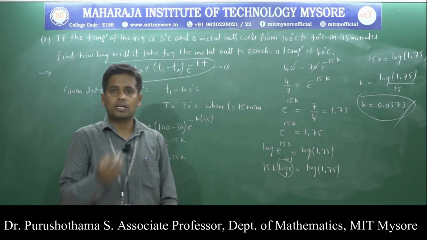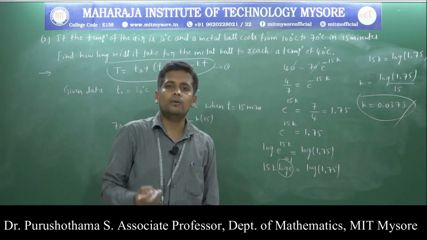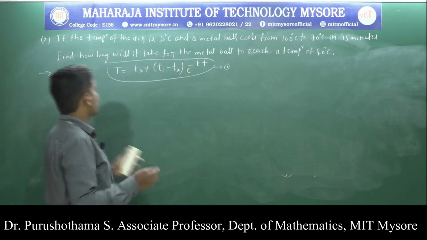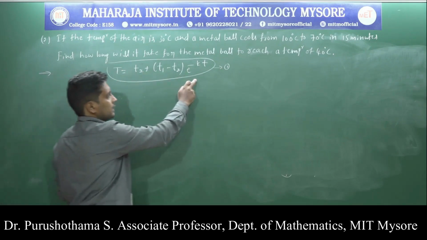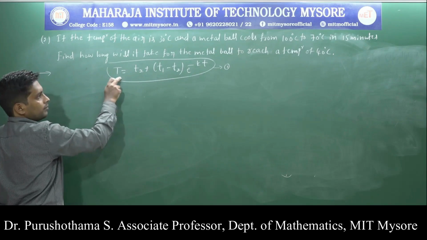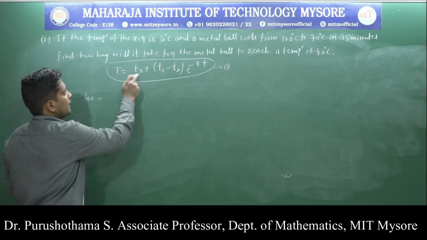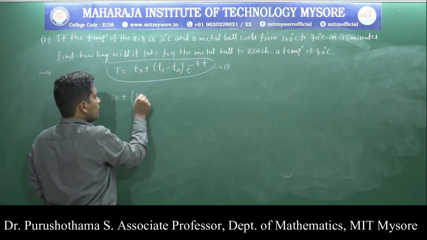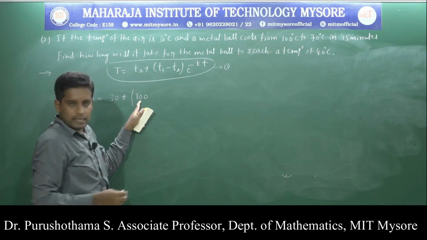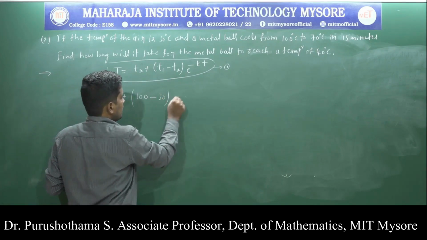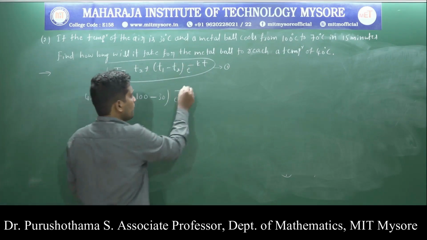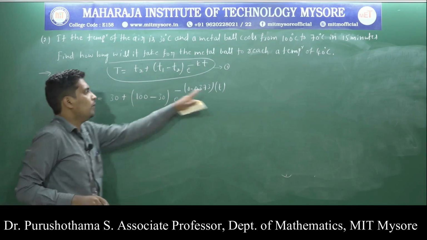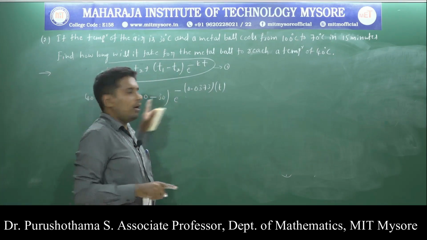This is the proportionality constant value. Now, using the given data and the proportionality constant k value, find out the time t when the metal ball reaches a temperature of 40 degrees Celsius. Again using the temperature function formula, capital T, which means 40 degrees Celsius, is equal to T2, the air temperature 30, plus T1, the initial temperature of the metal ball, 100 degrees Celsius, minus the air temperature 30, into e power minus k, where k is the proportionality constant 0.0373, into t.